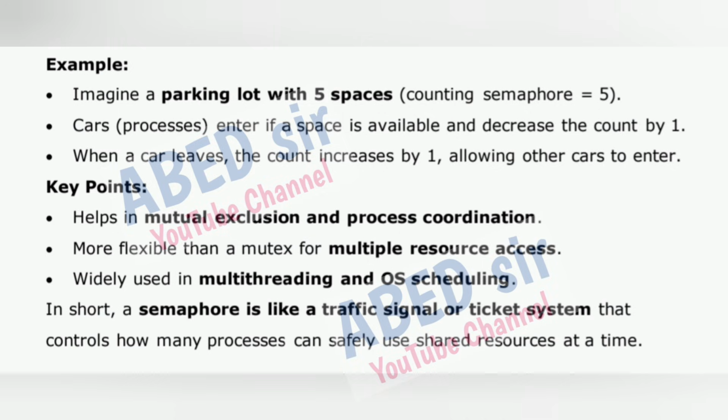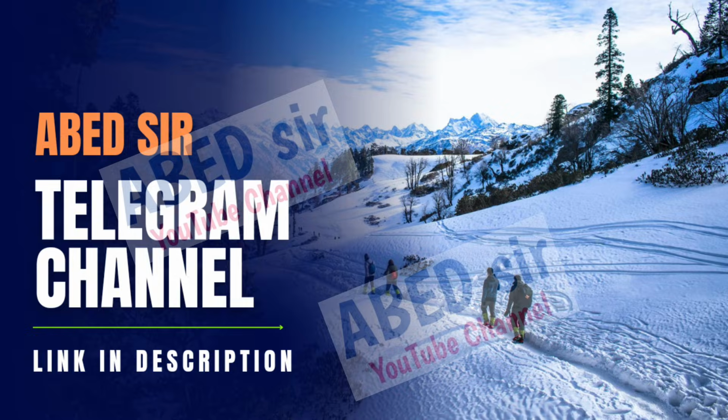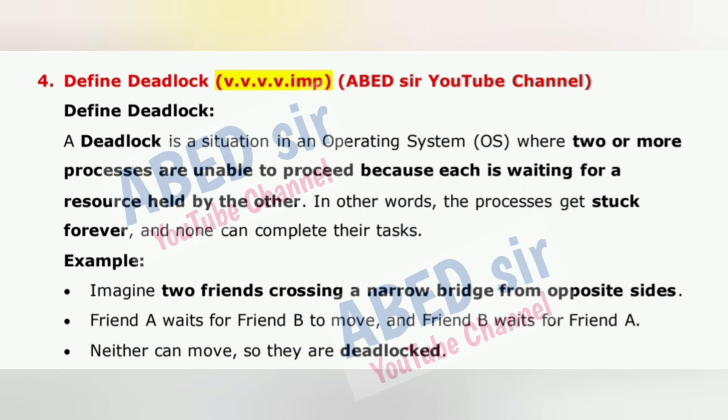In short, a semaphore is like a traffic signal or ticket system that controls how many processes can safely use shared resources at a time. Next important short question is 4. Define deadlock. A deadlock is a situation in an operating system, OS, where two or more processes are unable to proceed because each is waiting for a resource held by the other.